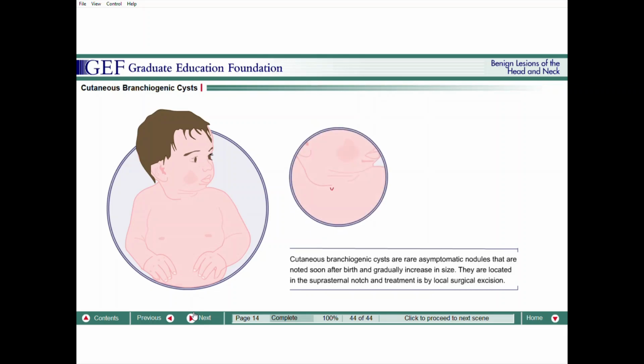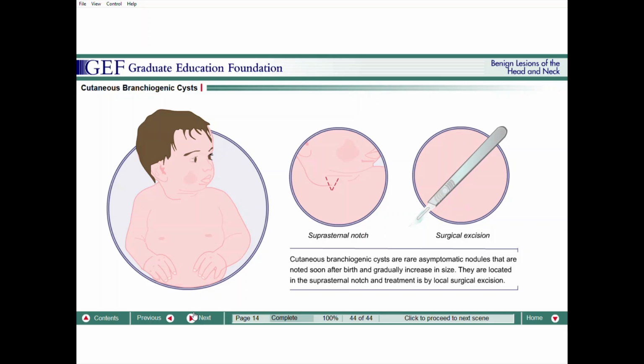Cutaneous branchiogenic cysts are rare asymptomatic nodules that are noted soon after birth and gradually increase in size. They are located in the suprasternal notch, and treatment is by local surgical excision.